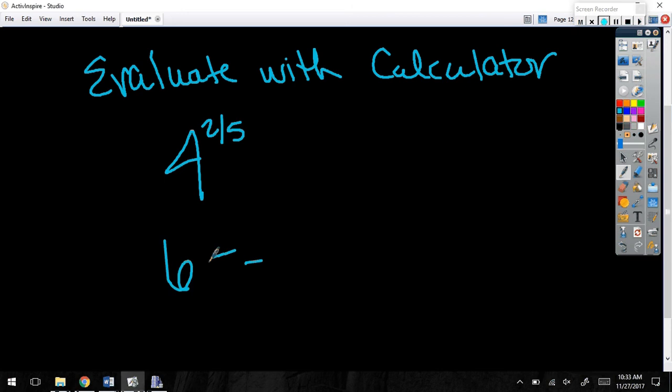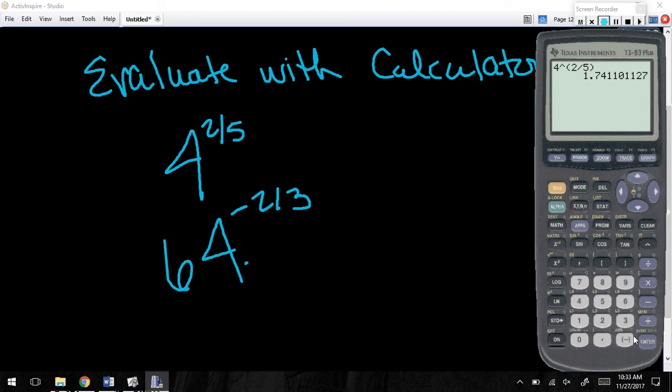Let's do 64 to the negative 2/3. Try this one on your calculator. This time it's a negative. How do you put a negative in the calculator? The button below the 3 is your negative button. Don't use a subtraction sign for a negative. Raise it. Remember your parentheses, and it doesn't matter if you make the 2 or the 3 negative. Just make one of them negative.